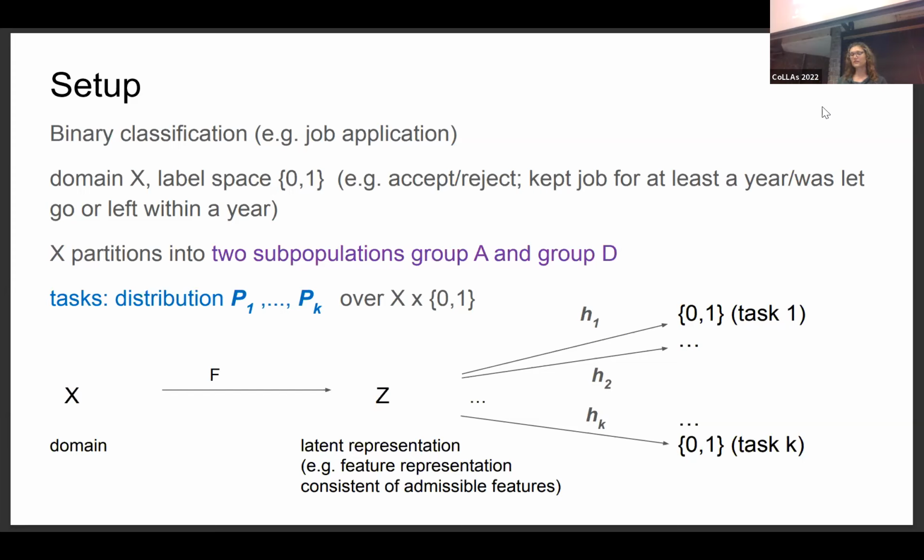Now we have a set of tasks which are given as distributions over X cross {0, 1}. Those are the distributions P1 to Pk. The goal of fair representation learning is to map the domain X to some latent representation, and then the classifiers for each task are trained on this representation. One can think of this mapping from a data collection standpoint. There is a lot of regulation, for example, that tells you which kind of questions you are allowed to ask in job applications, so that limits your representation. But one can also think of this as a learned representation that potentially hides some information about individuals.